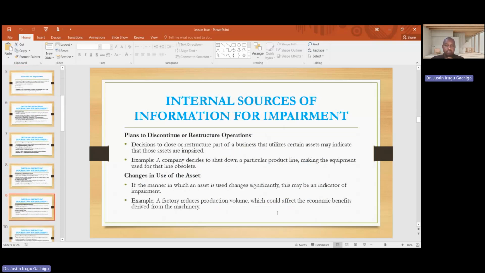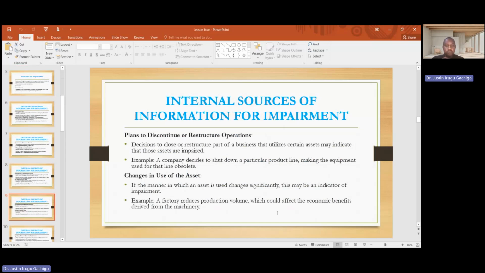Then we have plan to discontinue or restructure operations. The decision to close or restructure part of a business that utilizes certain assets may indicate that the assets are impaired. Example, a company decides to shut down a particular product line, making the equipment used for that line obsolete. Sometimes the company has to make a make-or-buy decision. If a company does the analysis and finds that it is simpler for them to buy instead of making a particular product, then the machine that was used in that production becomes obsolete. Then we have changes in use of the asset.